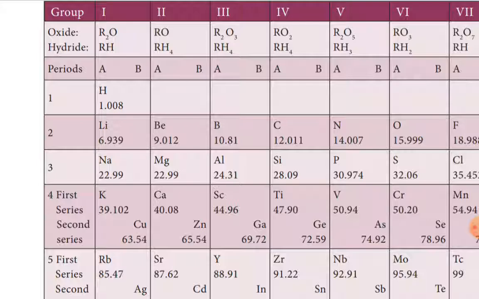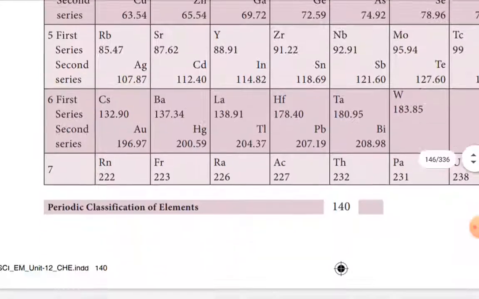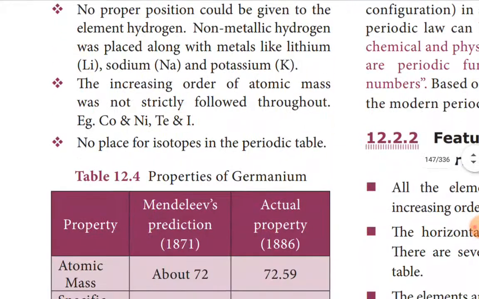It should be on the right side of the periodic table, but it is always given the first place because its atomic mass is 1. Mendeleev arranged the elements in increasing order of atomic mass, so that place was given to hydrogen. That is one of the drawbacks of Mendeleev's periodic classification.